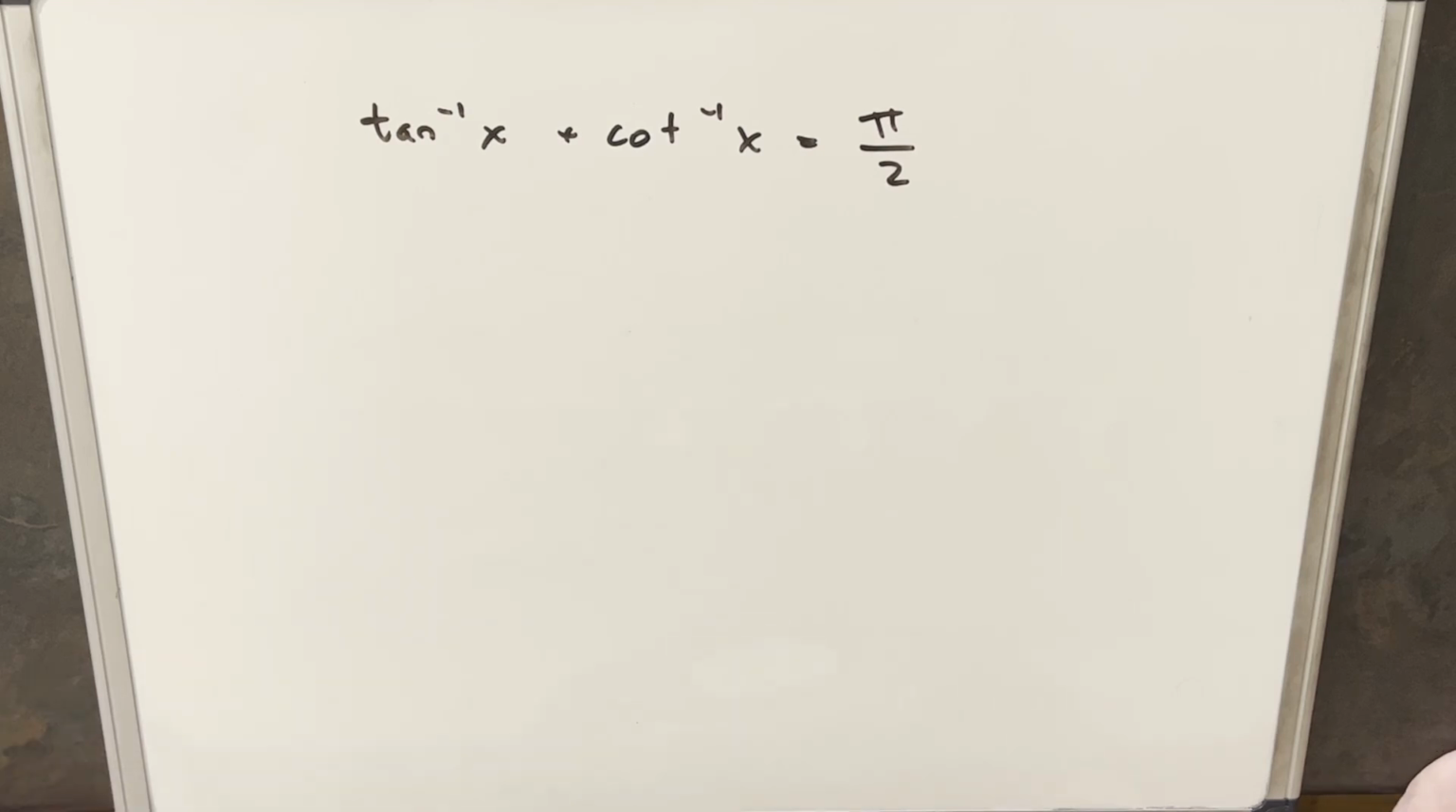We have something a little bit different today. We have here an identity that I thought was really interesting, and I used this on an integral recently, and I thought I'd go over the derivation for this. We have inverse tangent of x plus inverse cotangent of x equals pi over 2.